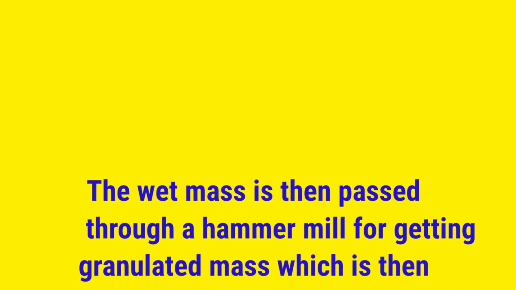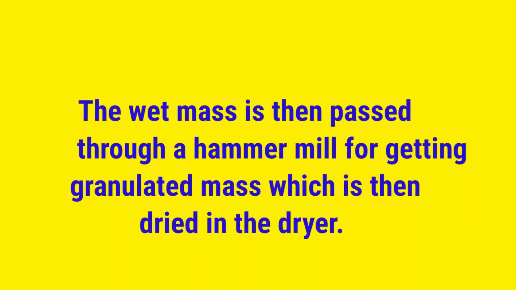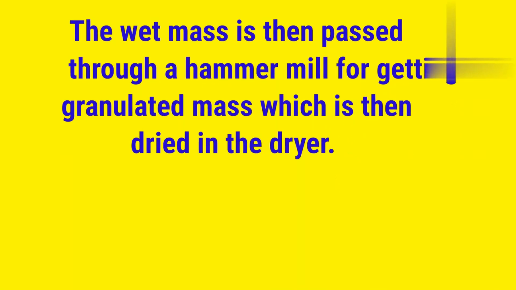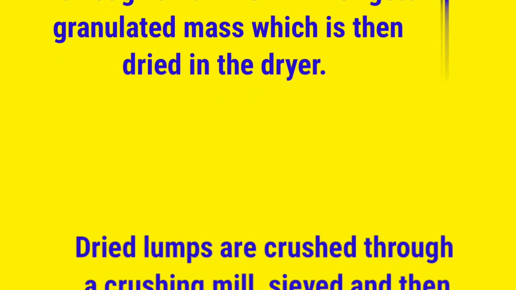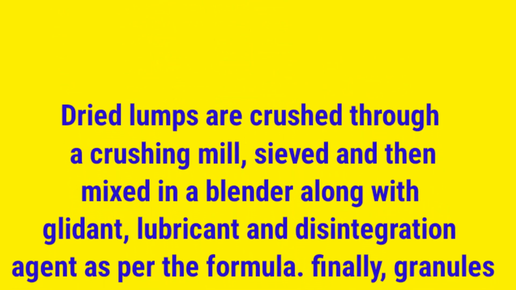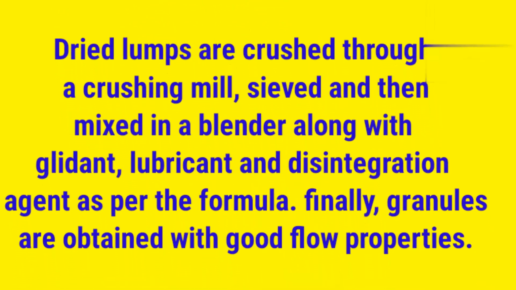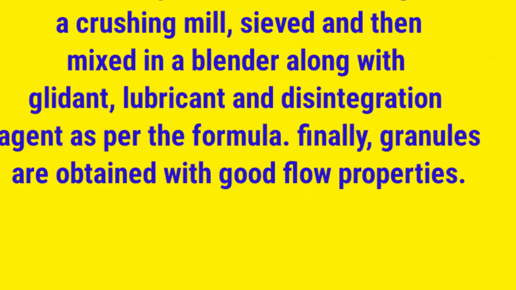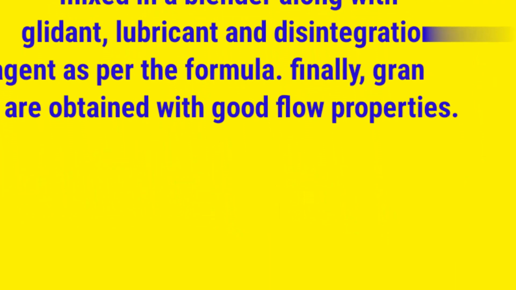The wet mass is then passed through a hammer mill for getting granulated mass, which is then dried in the dryer. Dried lumps are crushed through a crushing mill, sieved and then mixed in a blender along with lubricant and disintegration agent as per the formula. Finally, granules are obtained with good flow properties.